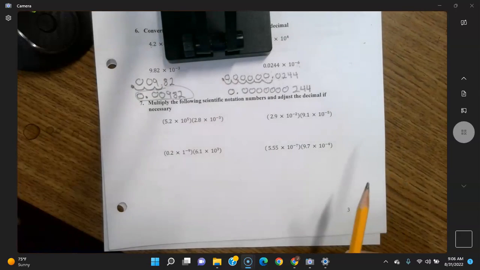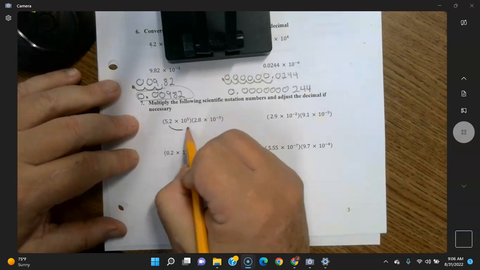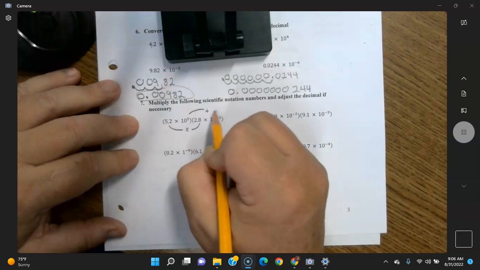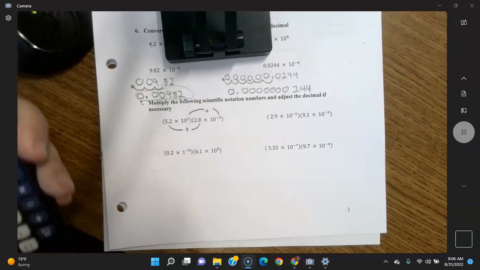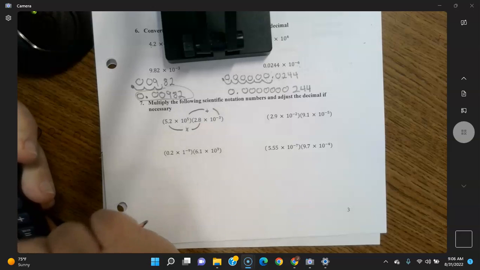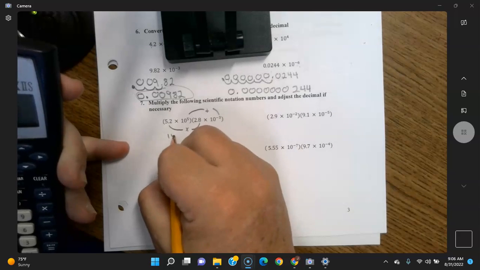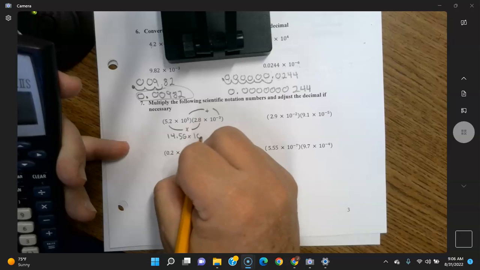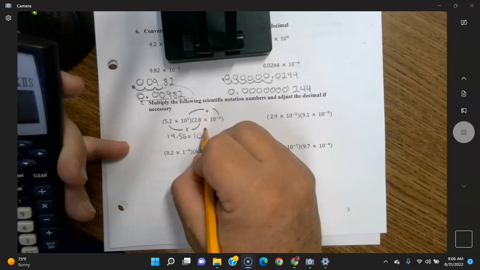Okay. Now we're going to multiply scientific notation numbers. The rule is you multiply the coefficients and you add the exponents. So adding a negative number would be subtracting, okay? So 5.2 times 2.8 equals 14.56 times 10, and 5 plus -3, or 5 minus 3 is 2, 10 to the 2.